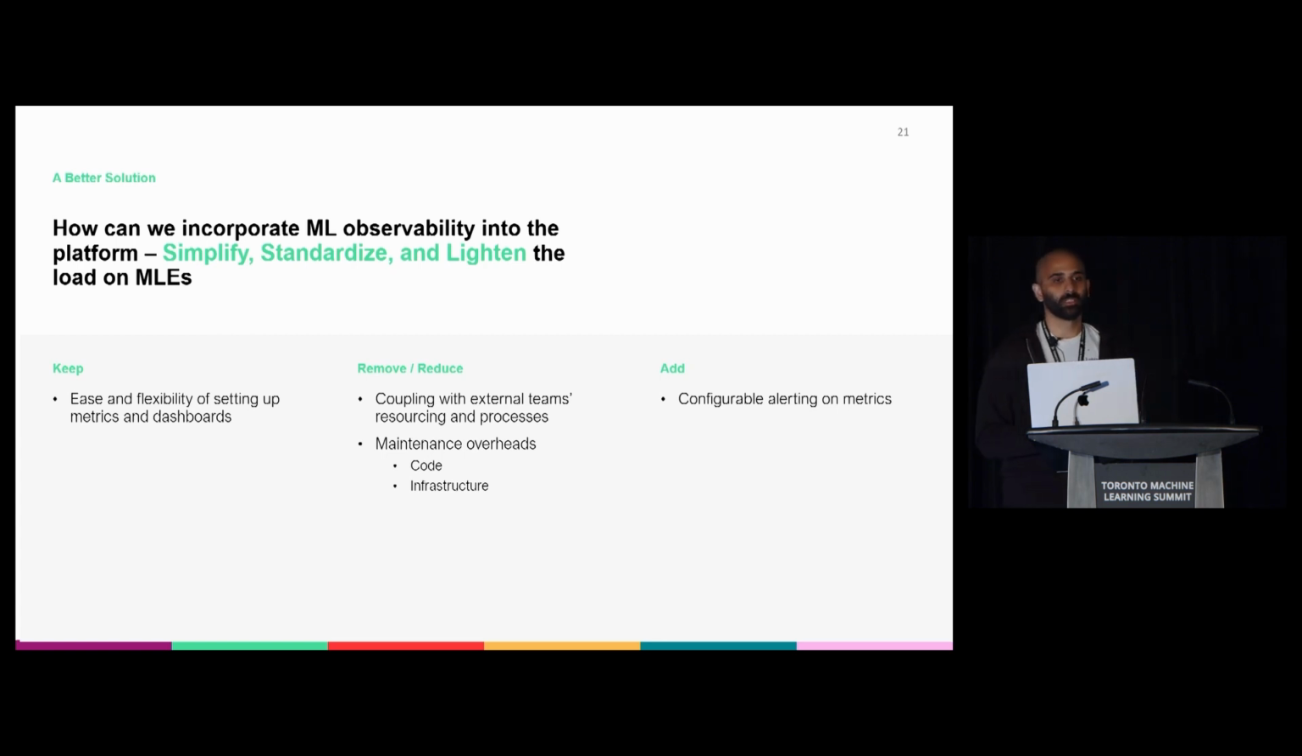While thinking through the solution, we took learnings from the experiences with existing designs, and we wanted to keep the ease and flexibility of setting up the metrics, reduce, if possible, remove coupling with external teams and processes, and reduce maintenance overheads. And we thought, if you could make it even better, what if we added alerting and made it available on metrics such as anomalies or drift, and have it configurable by the MLEs for each model? So we added that as a requirement as well.